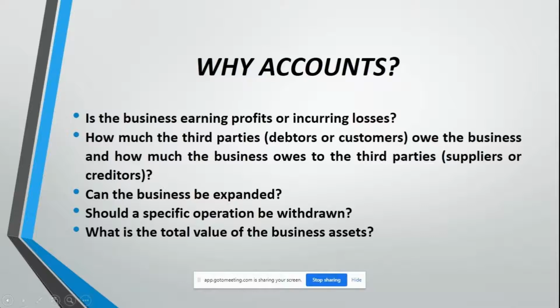Should a specific operation be withdrawn? So let's assume that I'm having so many branches, let's say around 5 to 6 branches. One of the branches is incurring losses or it is not in so good a stage. So what do I do? I decide to close down or shut the operations of that particular branch. So all this clarity I can get provided I have a grip of the accountancy in my company's books.